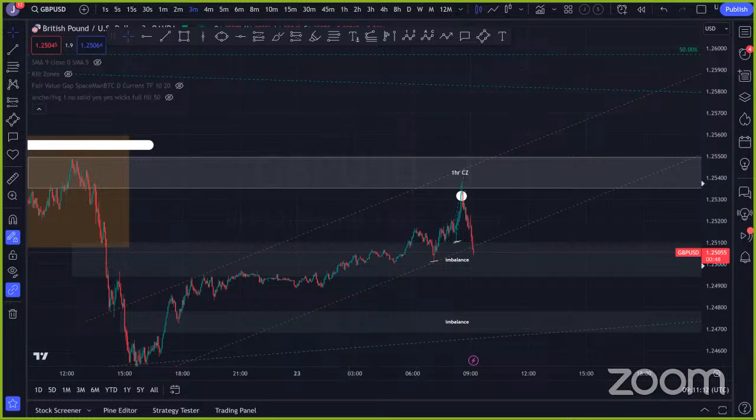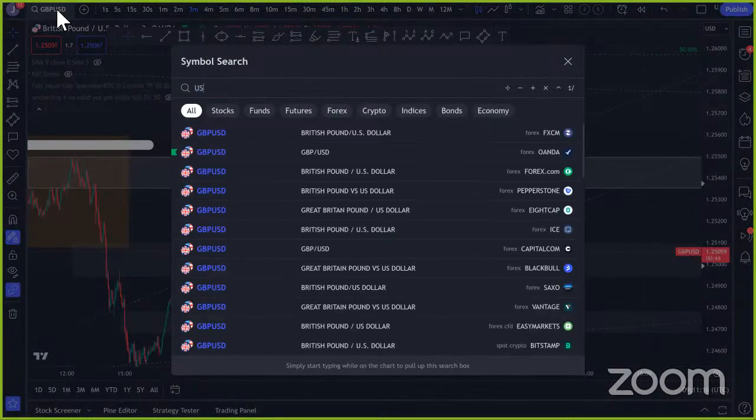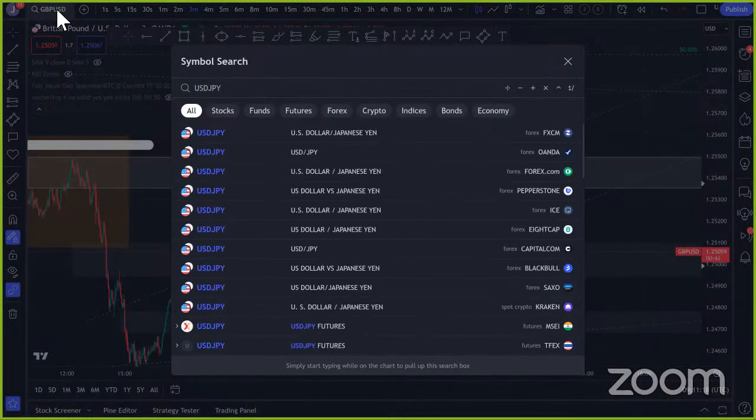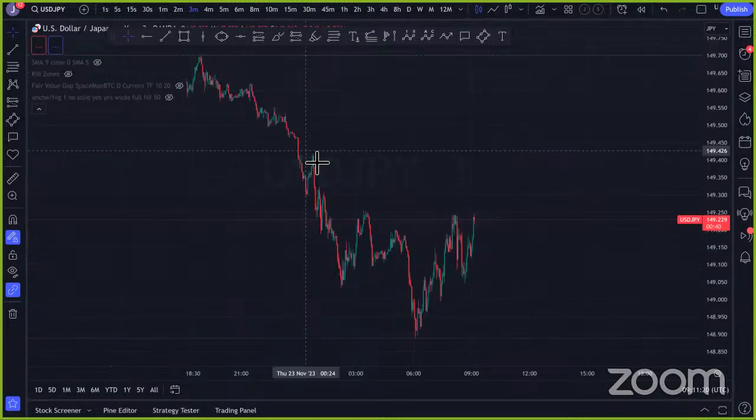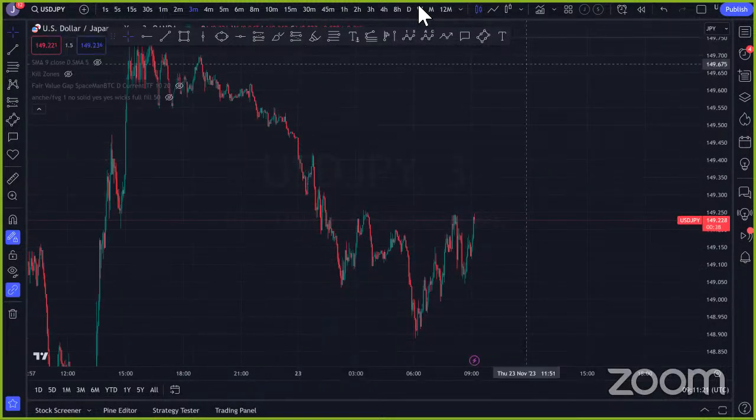UJ, please. UJ, fantastic. Let's go and look at UJ. It's the US dollar against the Japanese yen. We still haven't looked at the Dixies yet, but no problem, we will get to it.